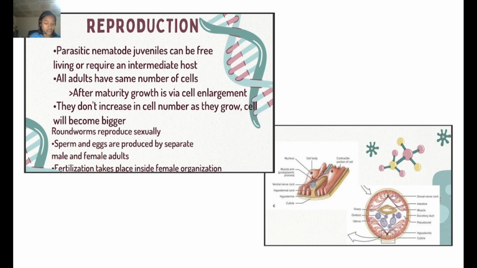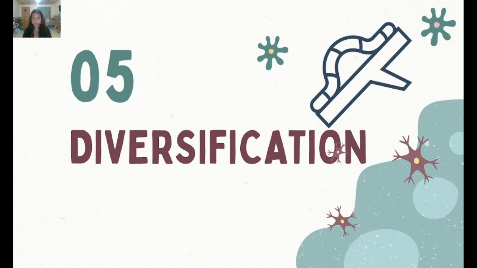Females lay a number of eggs, sometimes as many as 100,000 per day. So basically they multiply very easily. So the last part of our report is the diversification. There are many kinds of nematodes or roundworms, but I will only be tackling the very few that are very dangerous to humans.